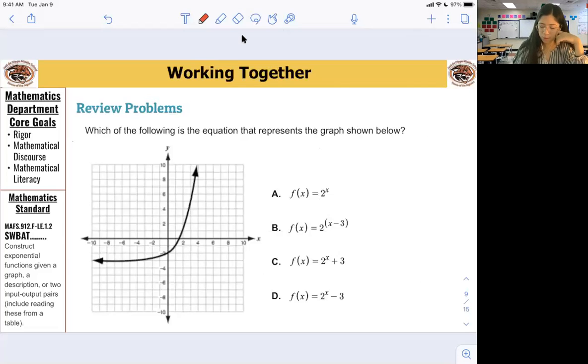In fact, let me have someone else take over. Those of you who chose D, if anyone would like to explain how they came about that answer. How can you figure this one out? The parent function has a y-intercept of 1. And if you go down 3, your y-intercept is -2.